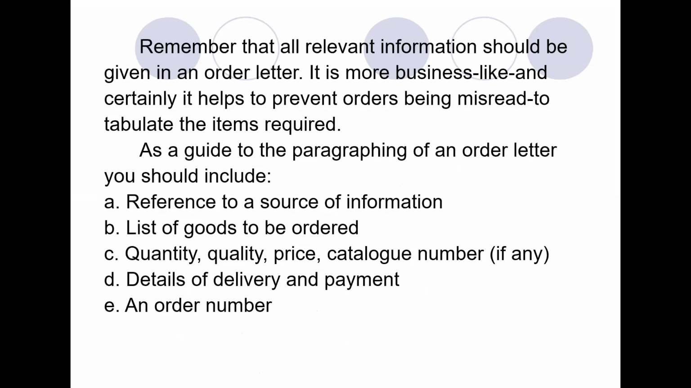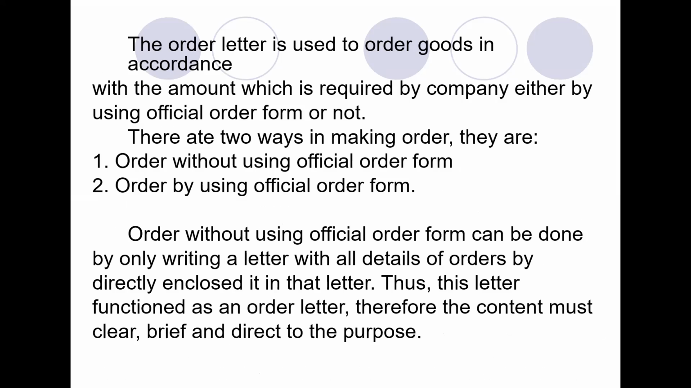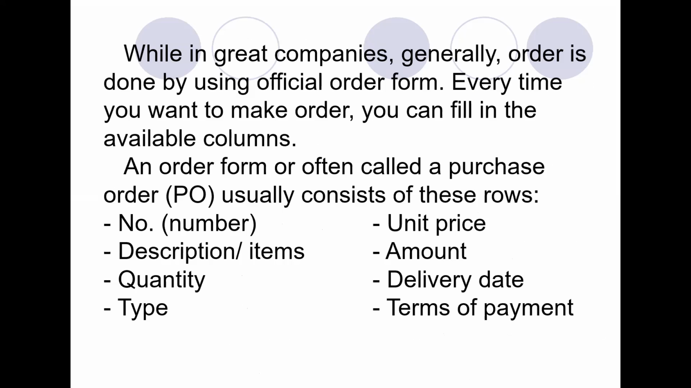So these are the points in order letter. Reference to a source of information. So generally there is a reference to the inquiry letter in an order letter. Then there is the list of goods to be ordered. The quantity, quality, price, catalog number, everything that is to be ordered, all these things have to be told. Details of delivery and payment are to be discussed, and an order number is to be mentioned.